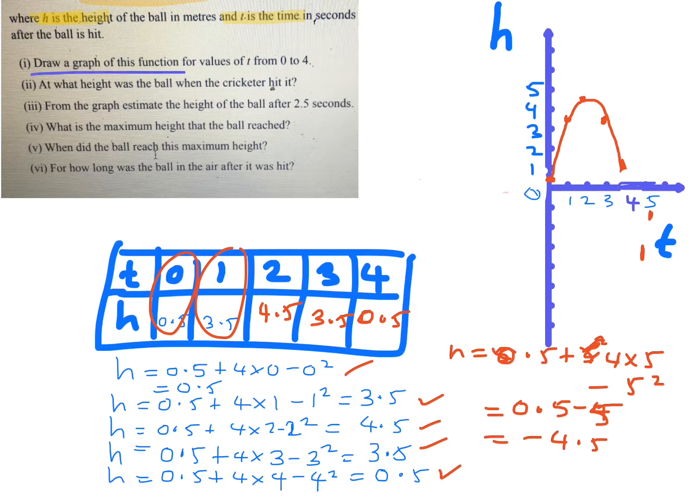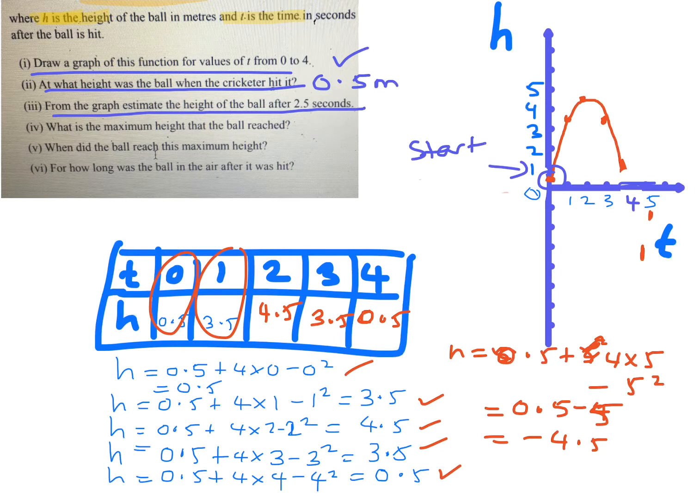Okay, so looking at this, draw the graph from 0 to 4, done that. At what height was the ball when the cricketer hit it? So that's where it starts from. So it's going to be at height 0.5 meters. From the graph, estimate the height of the ball after 2.5 seconds. So after 2 seconds, it was at 4.5. After 3 seconds, it was at 3.5. So 2.5 seconds somewhere in between.